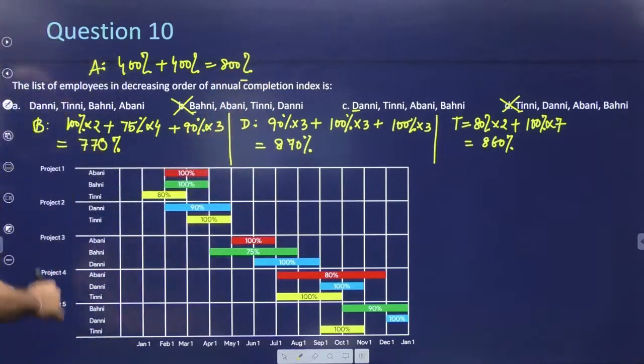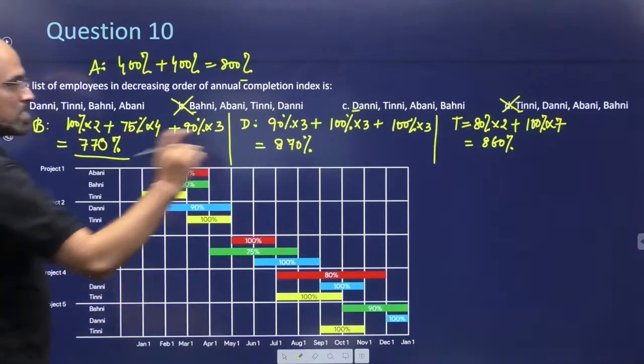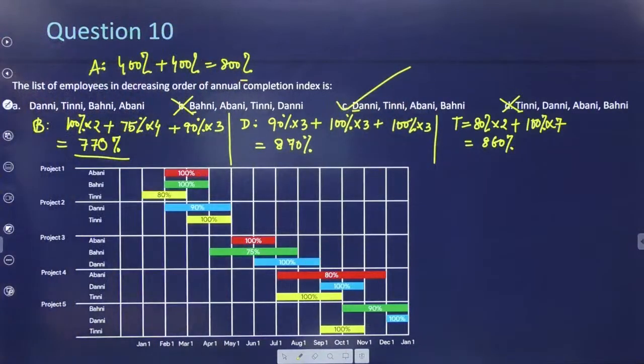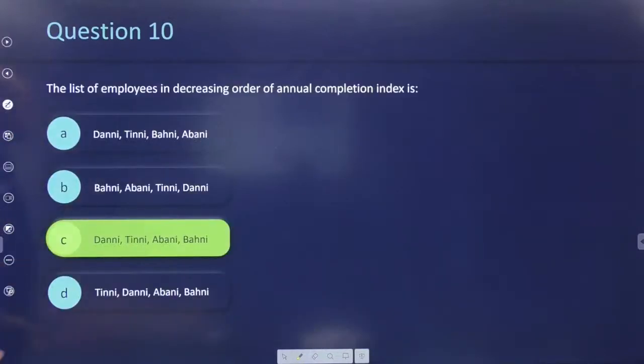So it will give us a total of 800%. So we can see that B सबसे कम है. B सबसे कम decreasing order में it's going to be option C. Right? So option C is our answer.